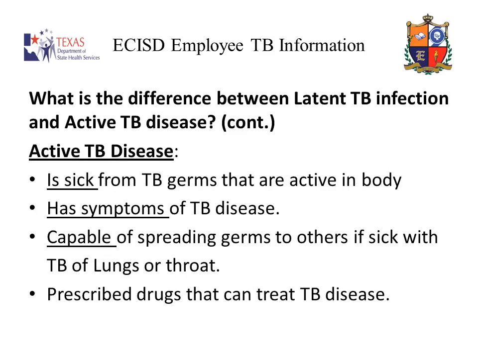Active TB disease, on the other hand, are people who are actually sick with tuberculosis. These germs are active in their body and are multiplying and destroying tissues in their body. They usually have symptoms of TB disease. People with active TB disease of the lungs or throat are capable of spreading germs to others. They, too, are prescribed drugs that can treat TB disease.